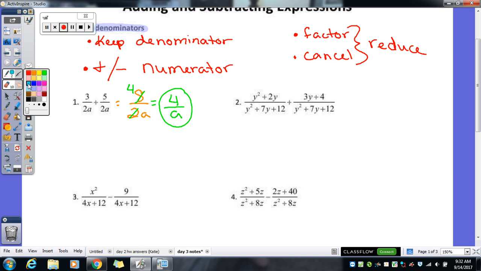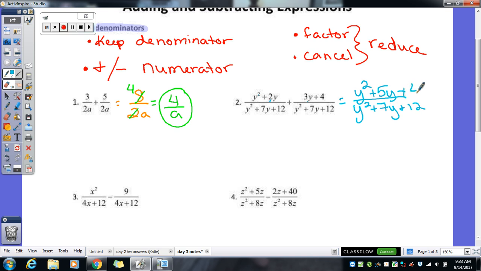Let's take a look at our second one. Do we have a common denominator there? Yep, we got the same trinomial for both fractions. So we're going to keep our denominator, so our y squared plus 7y plus 12. And then we'll add our numerators. So we only have the 1y squared, so we're going to have y squared. And then we got a 2y plus a 3y. So that gives us a 5y. And then we only got the 1 and 3, so we got a 4.